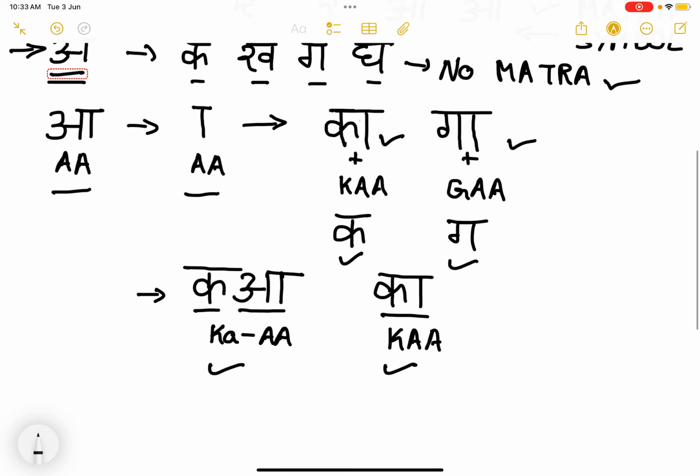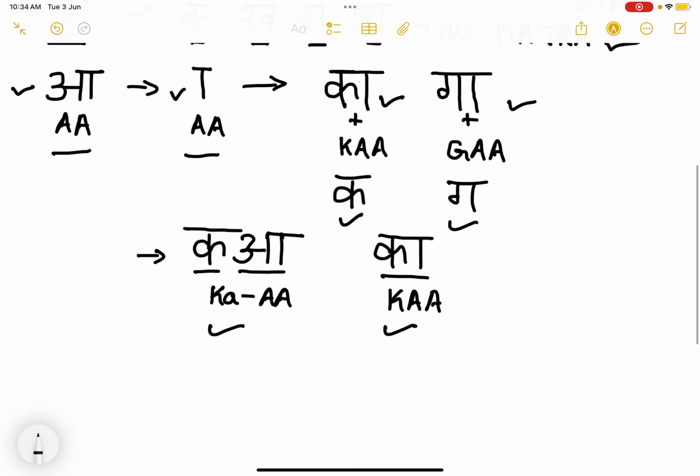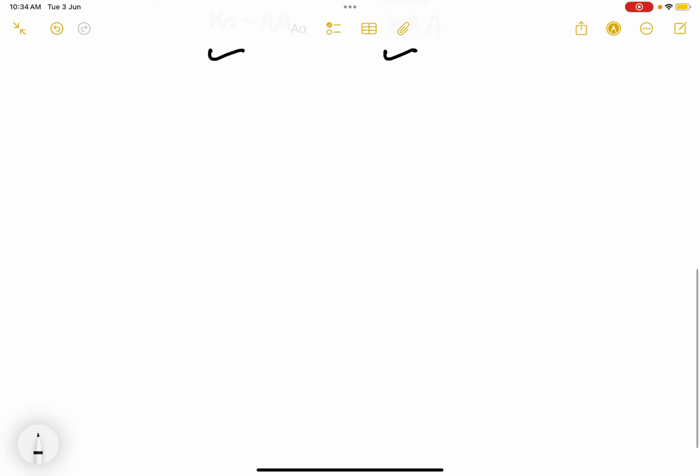But with the next vowel, a, we have a matra which looks like this, and the matra is placed after the letter. It combines together with the consonant and forms ka plus a matra, ka, like that. Let's go to the next vowel now.